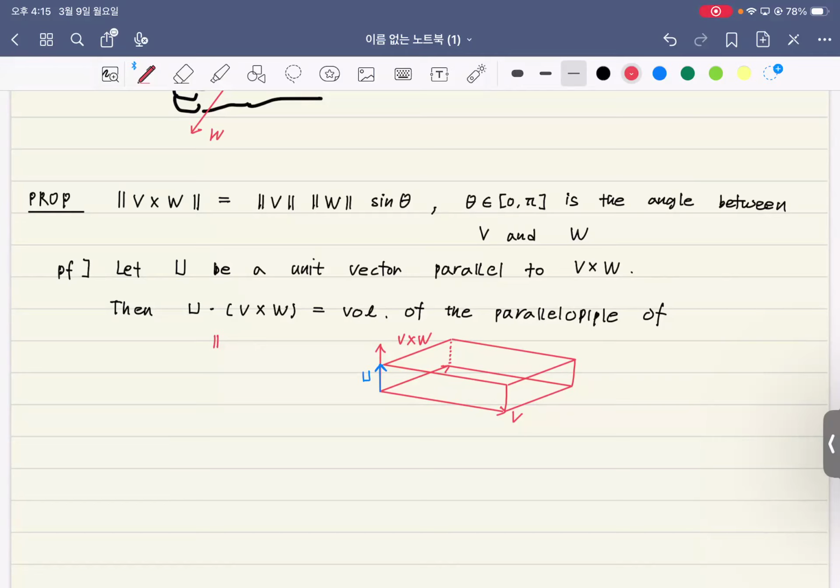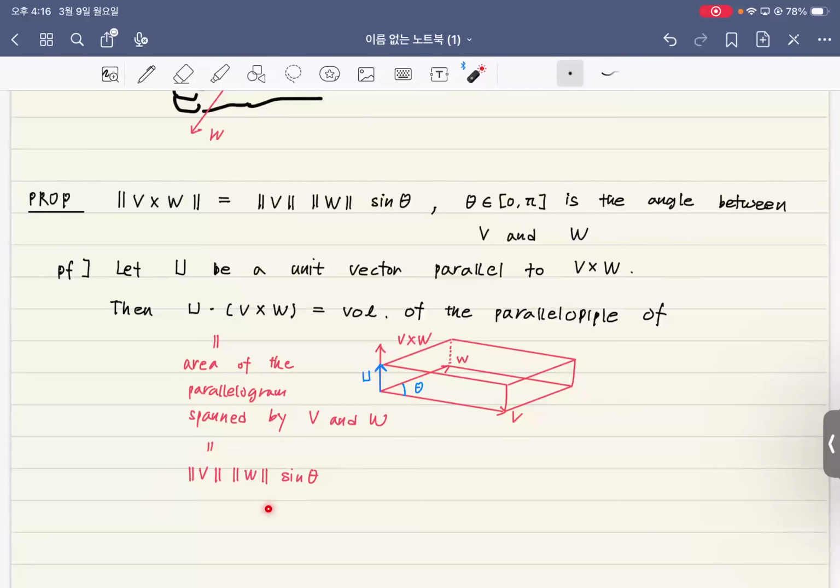What is the area of the base? It is the area of the parallelogram spanned by V and W. We have two vectors, this is V and this is W. And the area of this parallelogram is known as the length of V times the length of W times sine theta. Do I need to justify this? No. You already know this formula.